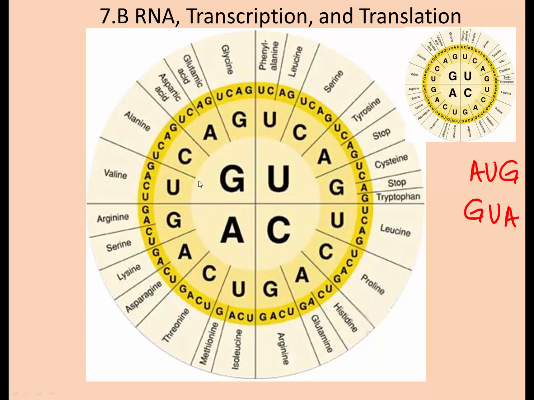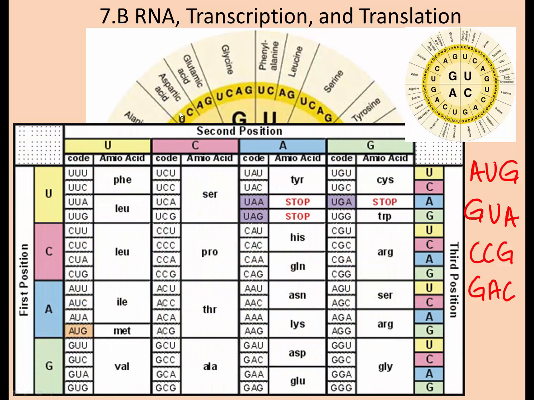GUA, we go G, U, and A: valine. CCG: proline. And then GAC: aspartic acid. And then if we do the same sort of thing, you see AUG, you start here, there's A, go to U, and then go to G, which is way over here. You get methionine. I like the wheel much better than this data board, or the column setup.